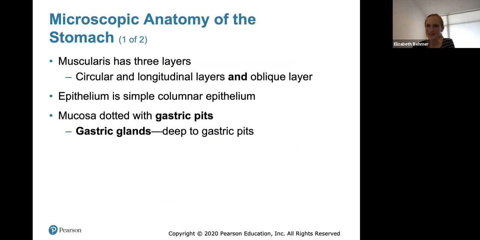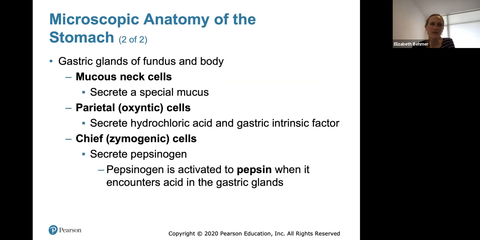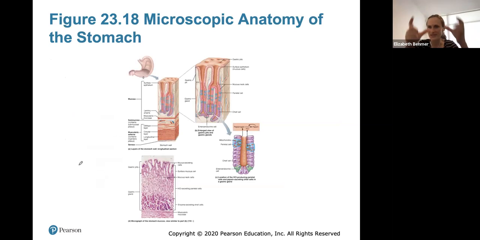So here are the layers of the stomach: the muscularis, epithelium, the mucosa with gastric pits. The gastric glands of the fundus in the stomach have mucous neck cells, parietal cells, which secrete hydrochloric acid and gastric intrinsic factor. You should know what parietal cells secrete in the stomach. Sorry, I'm trying to write a little star there. And you should know what chief cells secrete. Chief cells secrete pepsinogen, which is activated to pepsin when it encounters acid to help break down your proteins. And parietal cells secrete hydrochloric acid and gastric intrinsic factor. And they're found within these gastric pits in the lining of the stomach wall.